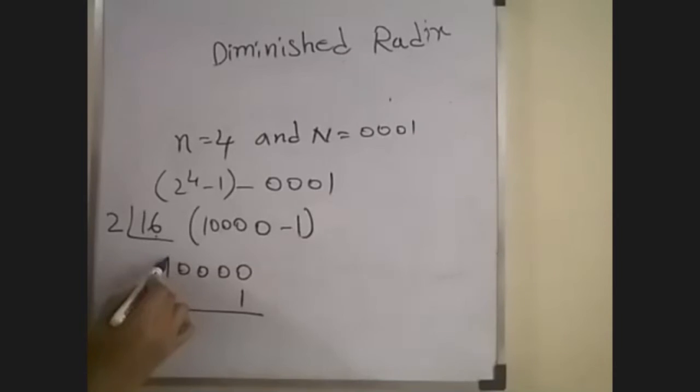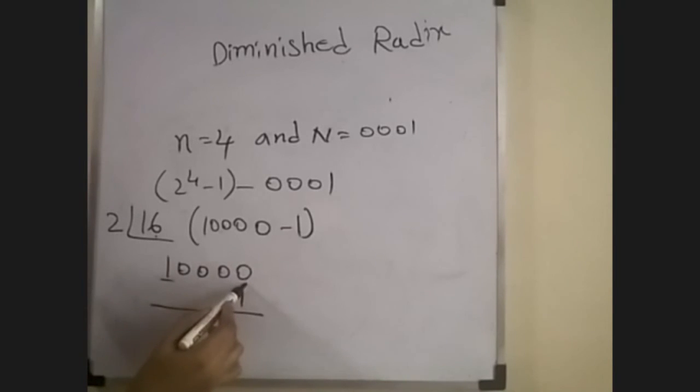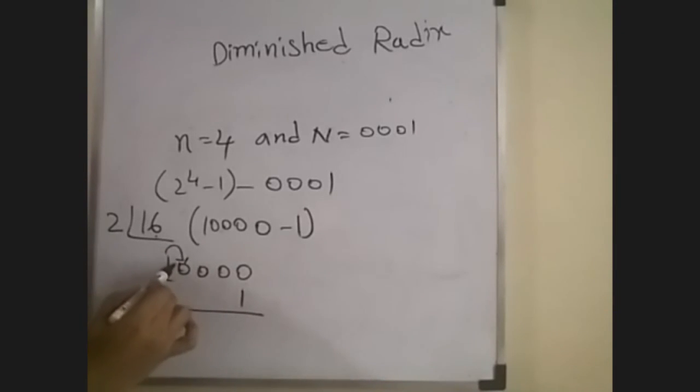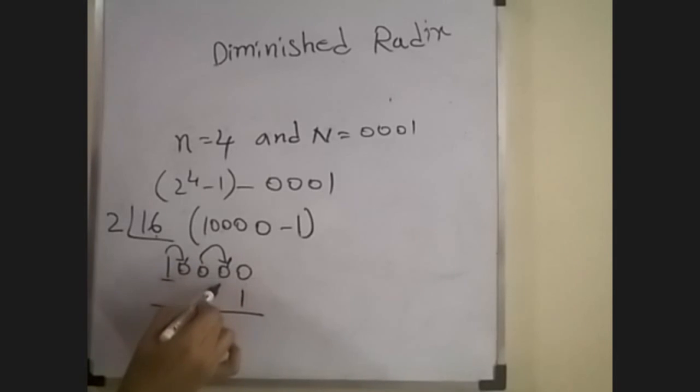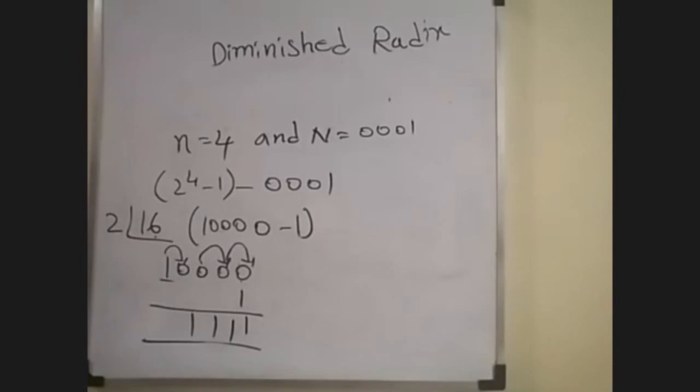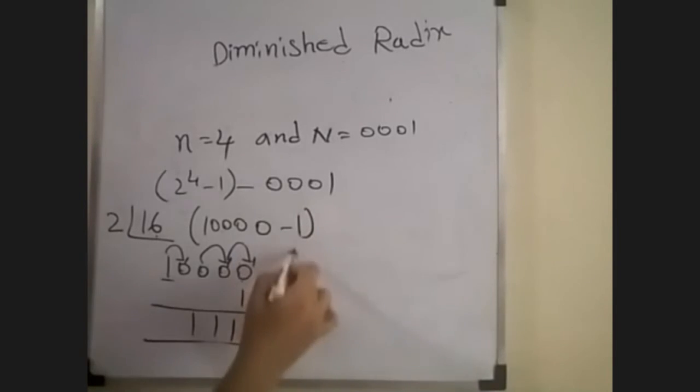4 ones. Here we take the value by borrow, since there is no value here, so we borrow from the next digit, and again from the next. So 2 minus 1 is 1, and totally how many ones? 4 ones. Now 1111 minus 0001, so subtract and we get 1110. Yeah, 1110, so this is the ones complement.